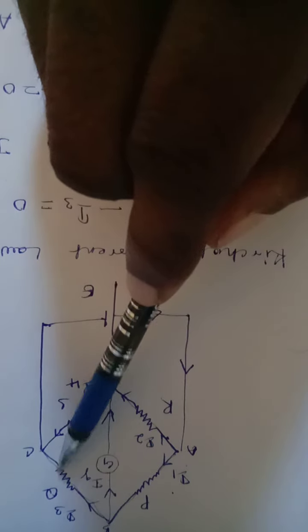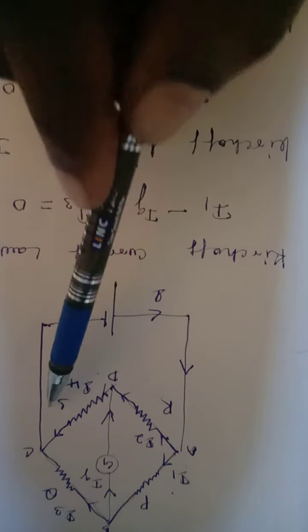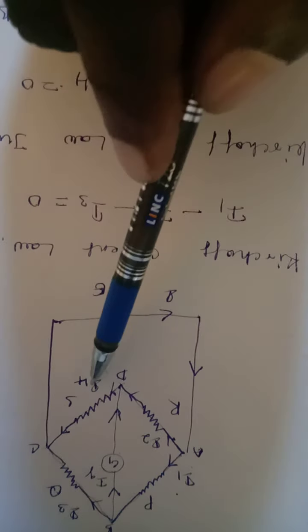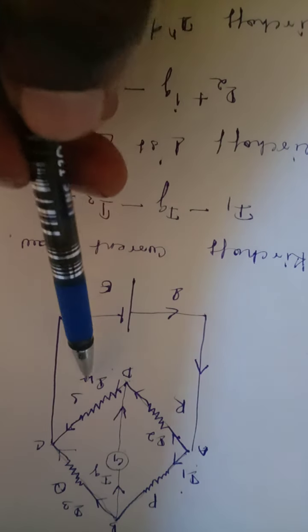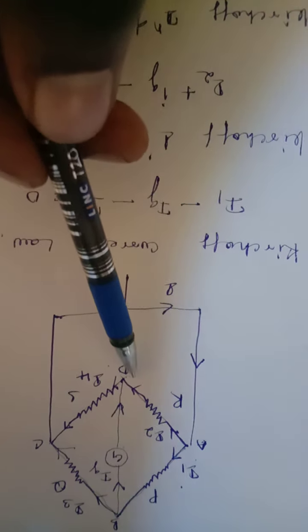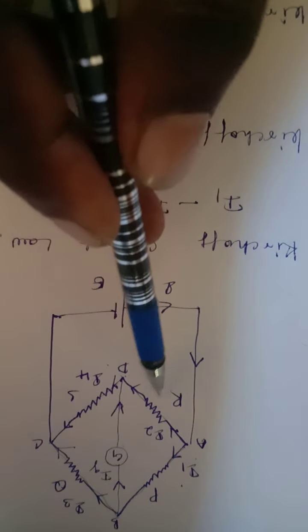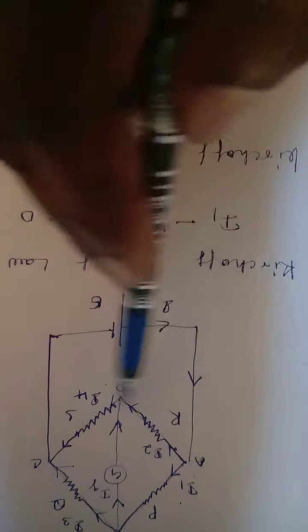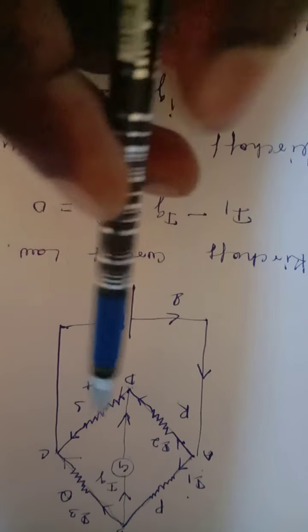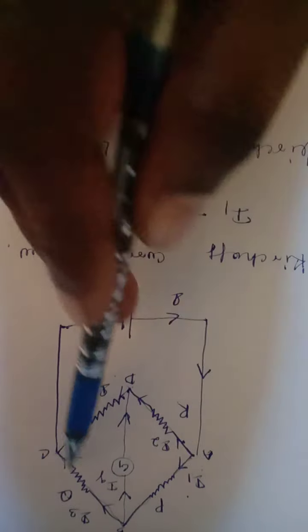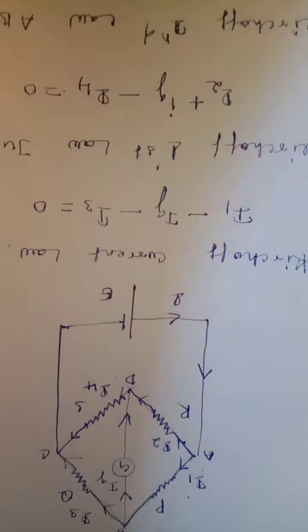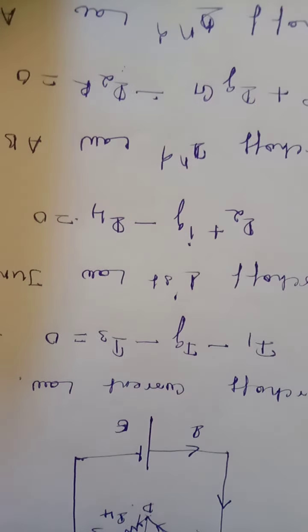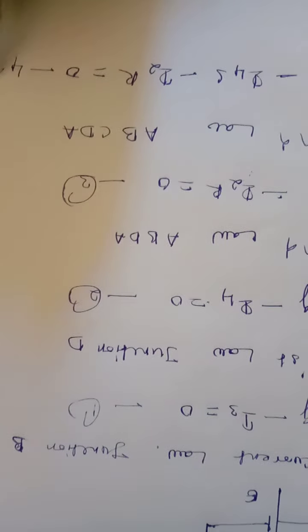Here I1P is positive and I3Q is positive because they are in the same direction. Here I4S is in the opposite direction, and I2R is also in the opposite direction, so both are minus. The total for the closed circuit equals the algebraic sum of the EMF in the closed path. There is no cell in the closed path, so it is equal to 0. This is equation 3. Next, equation 4.